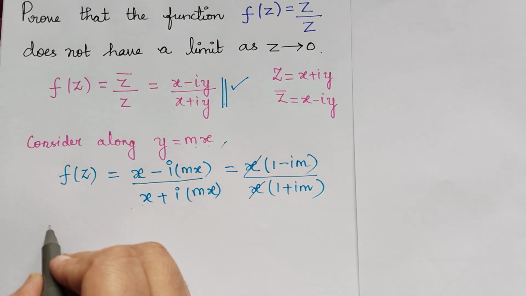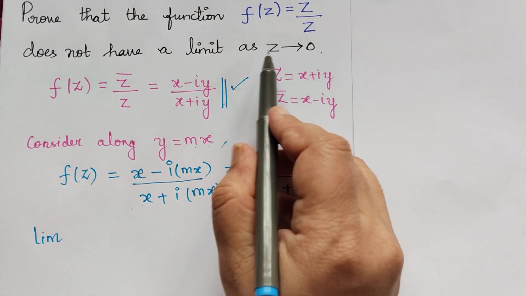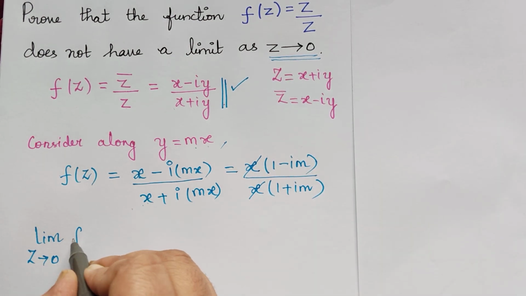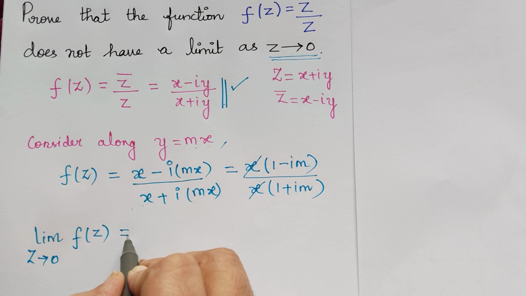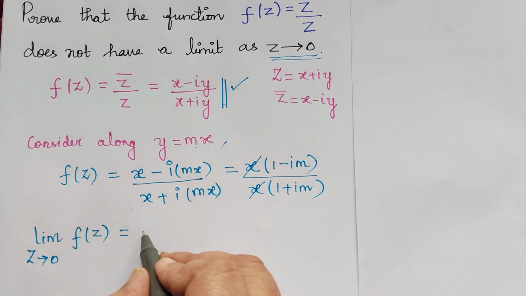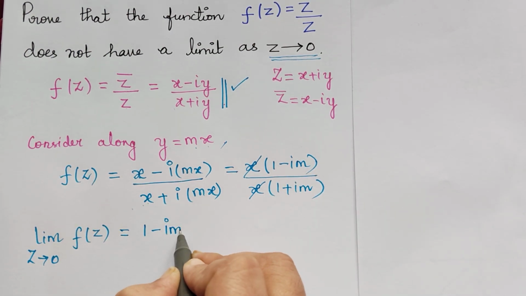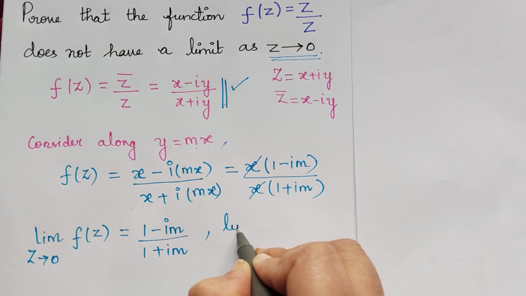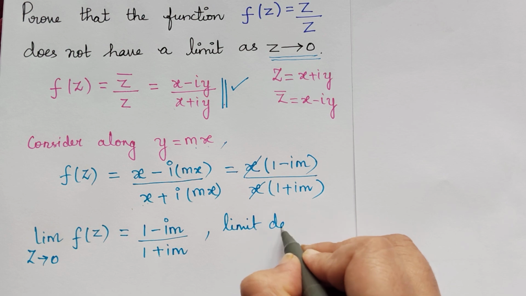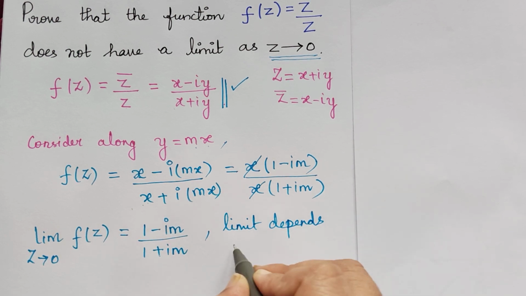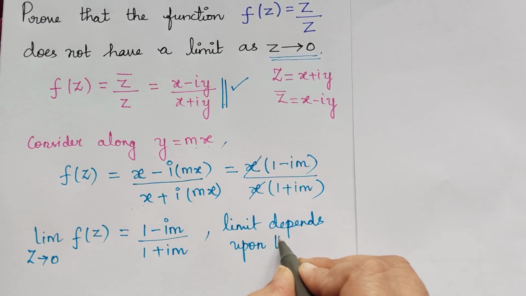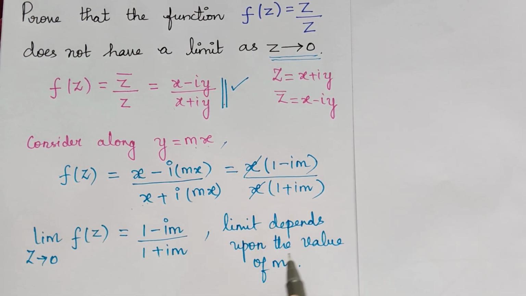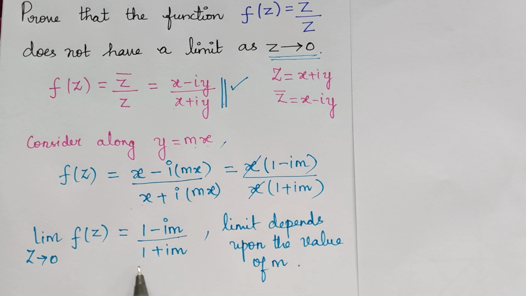Now we will take the limit. So limit z tends to z naught of f of z will be equal to, since we do not have the z term over here, it will be as it is: 1 minus im divided by 1 plus im. Now the limit depends upon the value of m. So as the value of m changes, the limit also keeps changing.